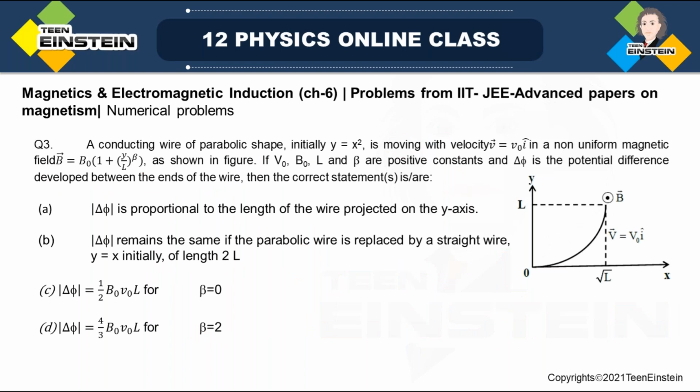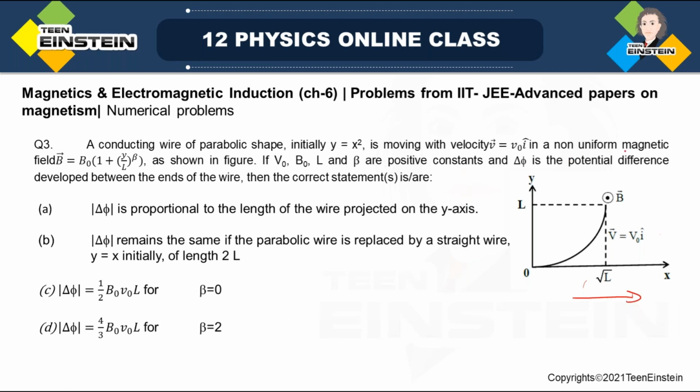We'll go to the next problem. This problem is really interesting, as you see. It is from electromagnetic induction. A conducting wire of parabolic shape, initially y is equal to x square, is moving with the velocity v is equal to v0 i cap. That means the wire is moving in this direction.